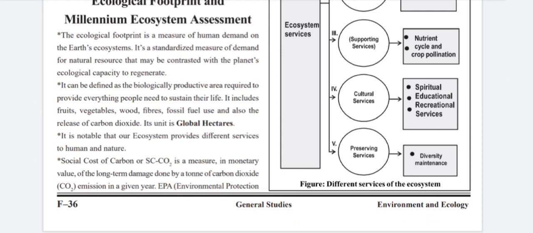It includes fruits, vegetables, wood, fibers, fossil fuel use, and also the release of carbon dioxide. Its unit is global hectares. It is notable that our ecosystem provides different services to humans and nature.